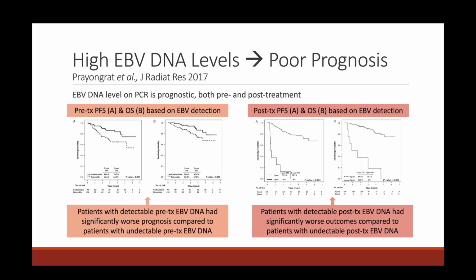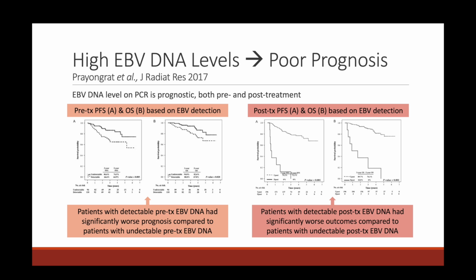EBV-associated cancer has a better prognosis. Within EBV-associated cancer, however, having a higher EBV DNA level actually confers a poor prognosis. And this applies whether it's pre-treatment or post-treatment. So having higher DNA titers is actually a poor prognostic factor.